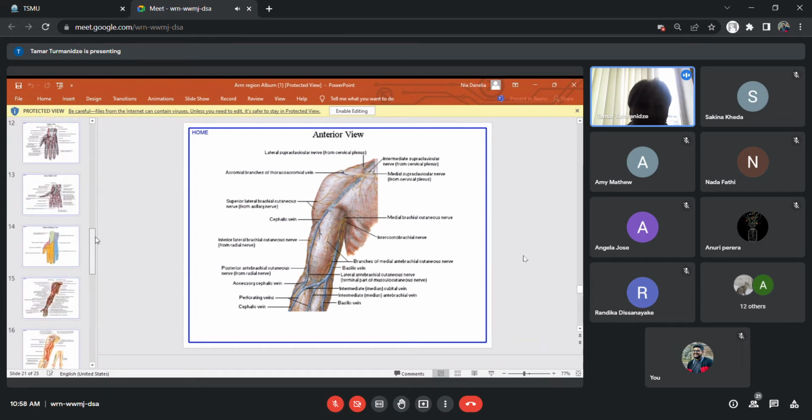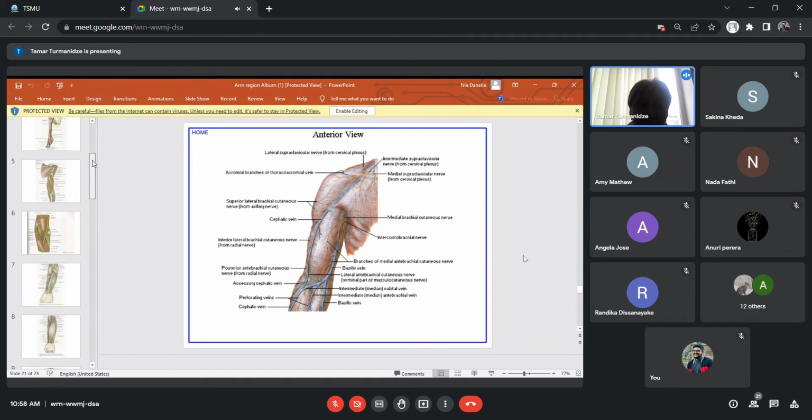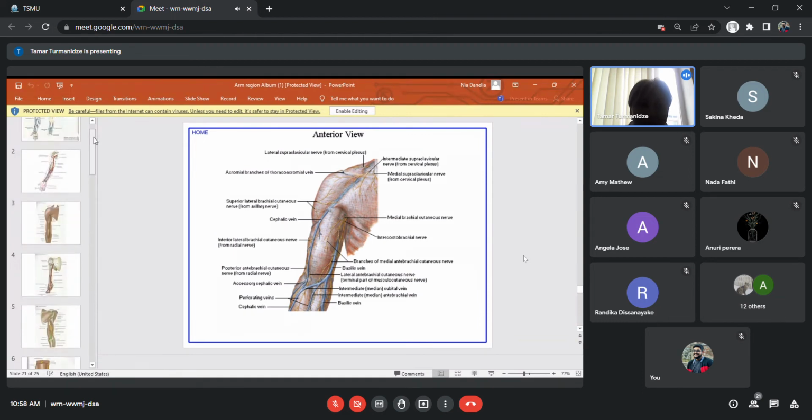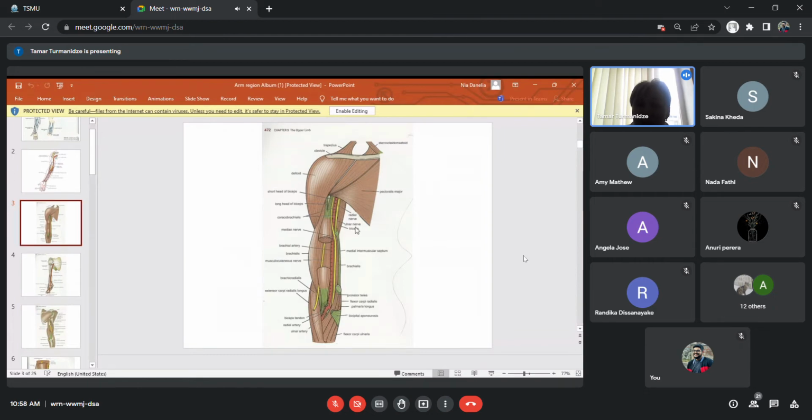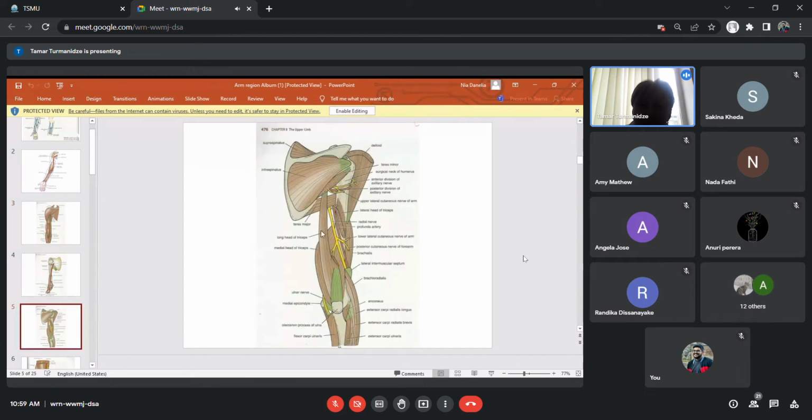The anterior compartment of the arm includes flexor muscles. Three flexor muscles are located in the anterior compartment. These are coracobrachialis, biceps, and brachialis muscle. The posterior compartment of the arm includes one extensor muscle, triceps muscle.